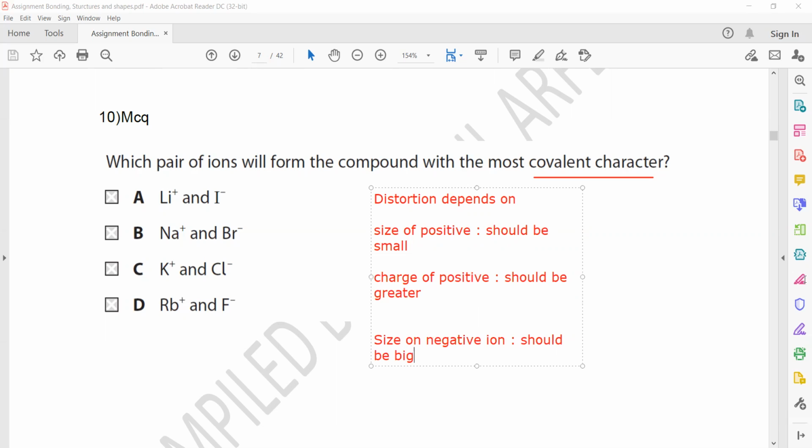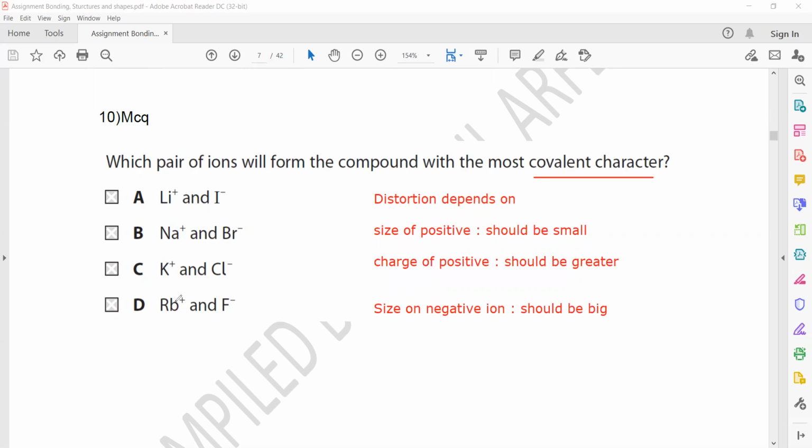For a greater distortion, these are the things. So when we check the charge, all the positive ions have a plus 1 charge. So this factor is the same for all because all of them have a plus charge. Then the size of the positive ion should be small. These are group 1. So when we check the size, which will have the smallest size, as we go down the group, the size increases.